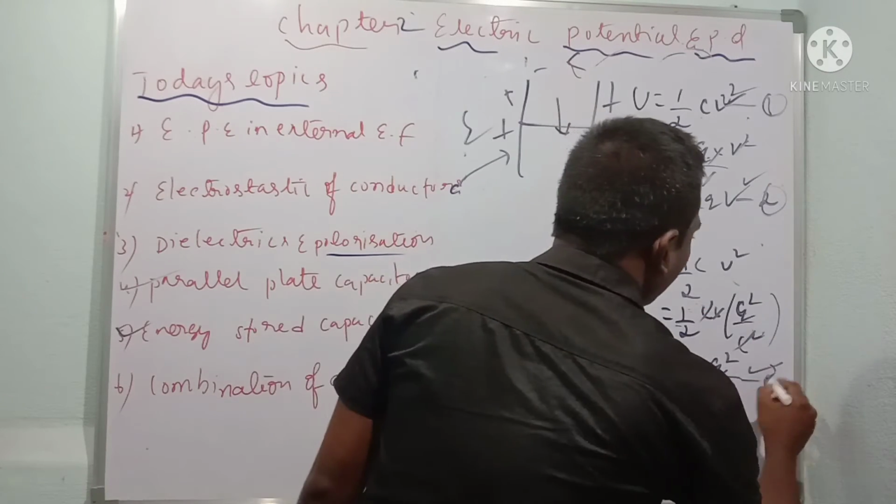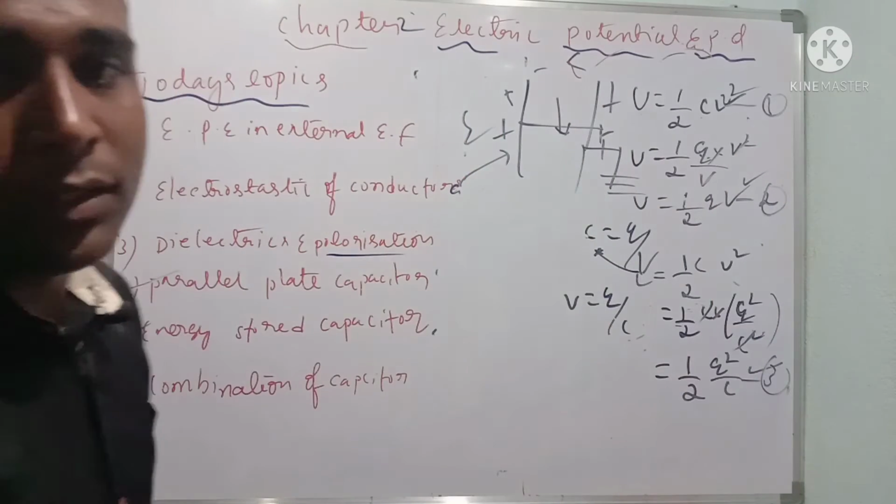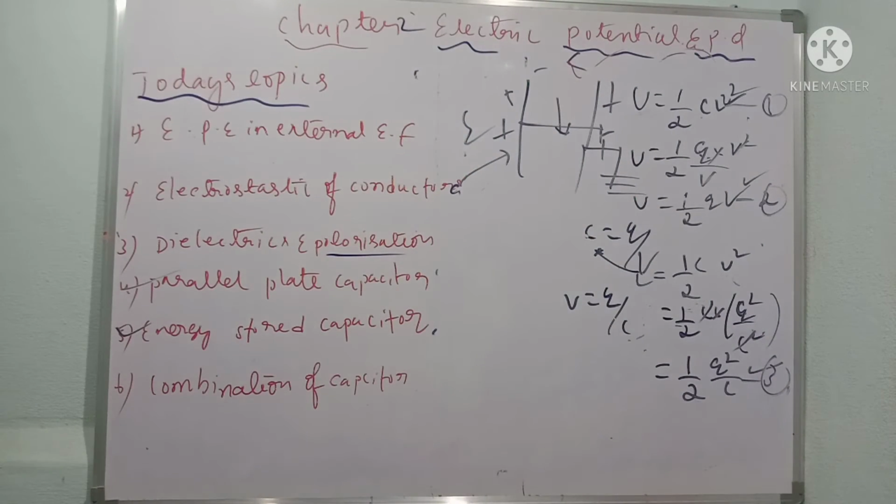These three formulas are very important in CET. Please note down. First one, U is equal to half into C V square. Second one, that is U is equal to half into Q into V. And third one, half into Q square by C. Please note down, children.